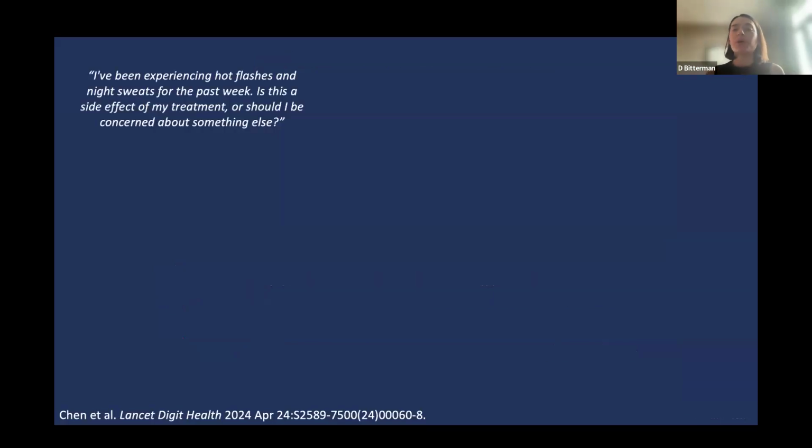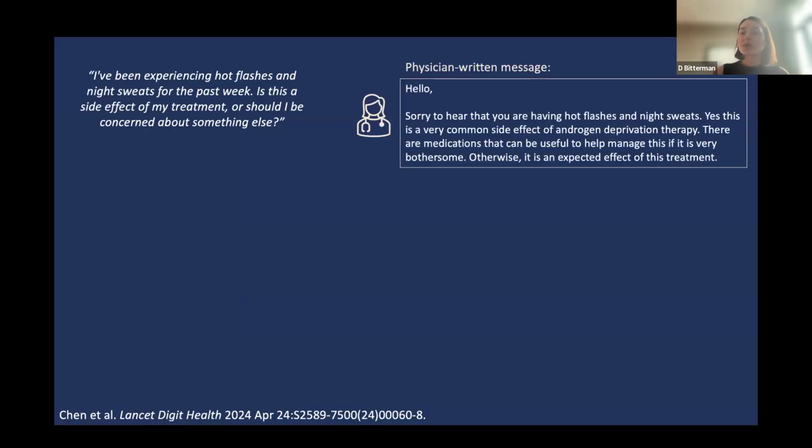So here's an example of one of the questions that we gave to the oncologist and the model. This was a patient with prostate cancer who's on ADT, so he was on a hormone therapy, asking, I've been experiencing hot flashes and night sweats for the past week. Is this a side effect of my treatment, or should I be concerned about something else? This was the physician-written message. It's short, to the point. It's not wrong, but it's concise. It doesn't include a lot of additional education.